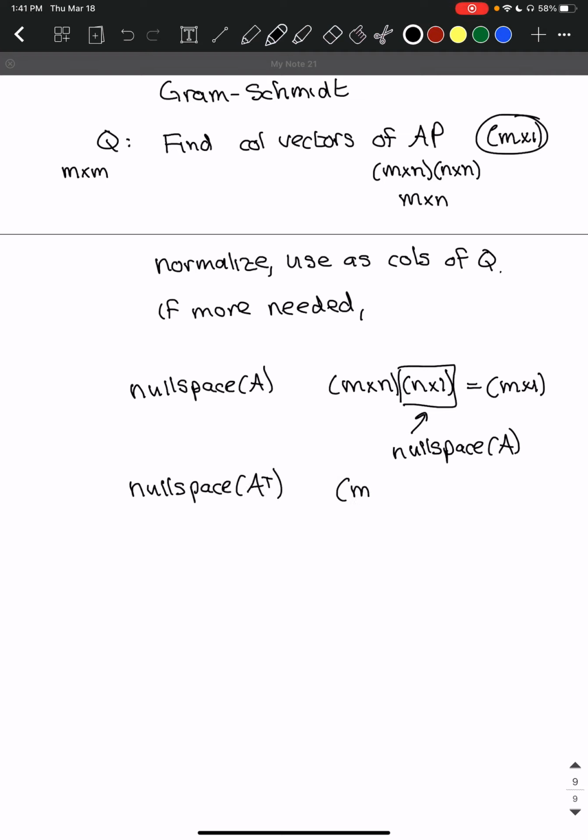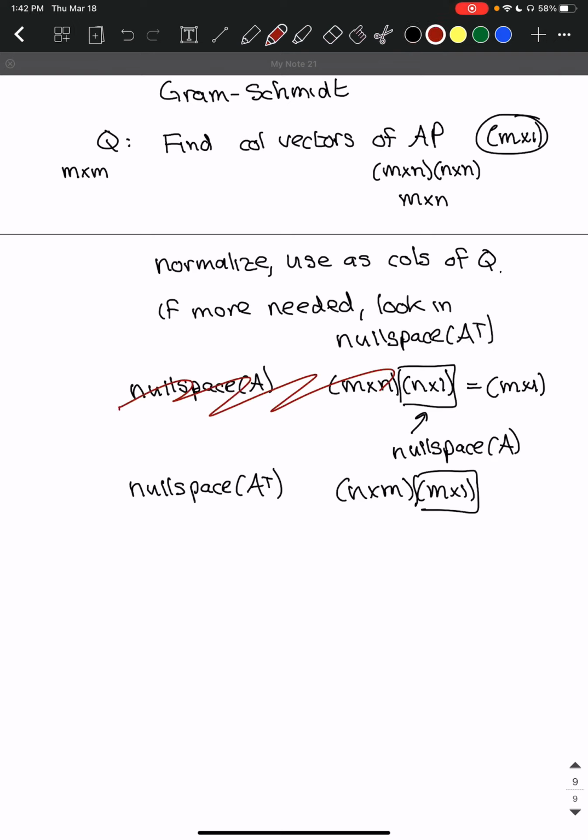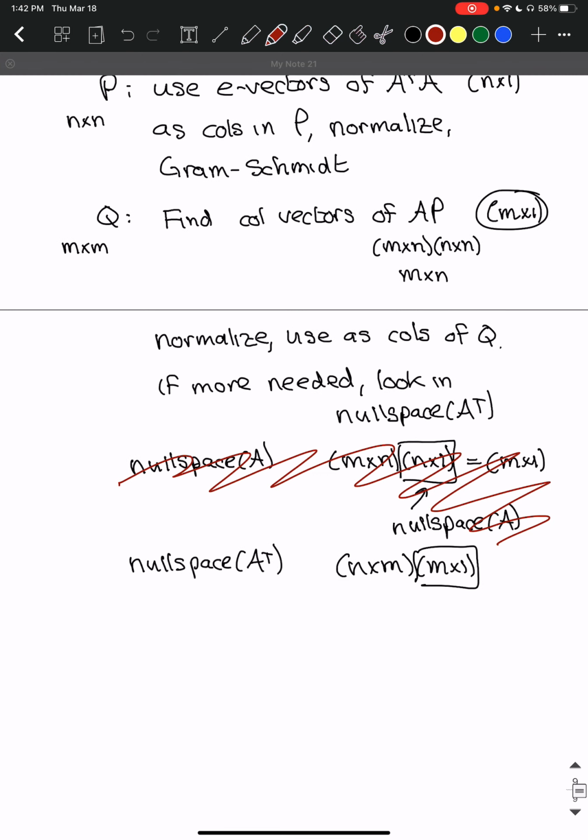Simple solution, we're going to look in the null space of A transpose. So again, this is going to be n by m. So my null space then will be m by 1. Right? Those are the vectors I can multiply by A transpose, and those could possibly be sent to 0. So you're going to be looking in the null space of A transpose. And to make this explicitly clear, I'm going to get rid of that.